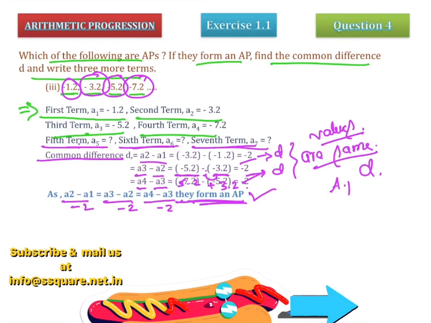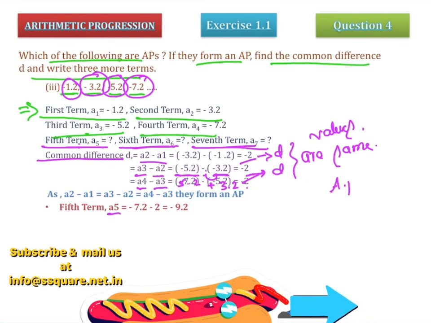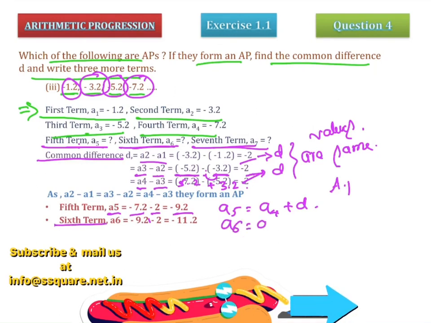Now we have to find the fifth term. Fifth term means A5 is A4 plus D. A4 is minus 7 by 2, minus 7 by 2 minus 1, it becomes minus 9 by 2. Sixth term, A6, is equal to A5 plus D. A5 we know is minus 9 by 2, I am going to write it here, again minus 1, that is the D value, so it becomes minus 11 by 2, and the seventh term becomes minus 13 by 2.